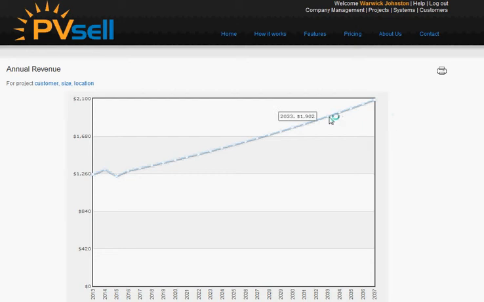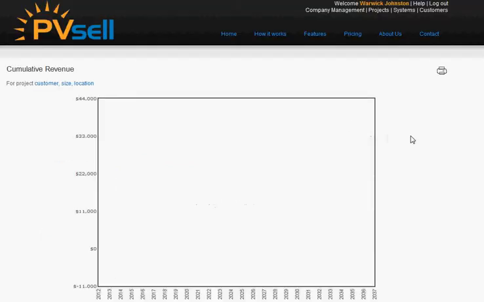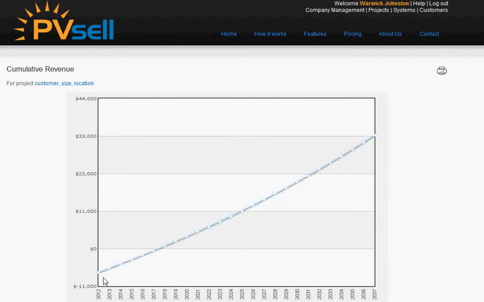That revenue graph will also take into account any leasing or loans that may apply. You'll see the effective revenue or cash balance from the solar system. Your cumulative revenue is a similar graph, except it shows that cumulative effect over time.